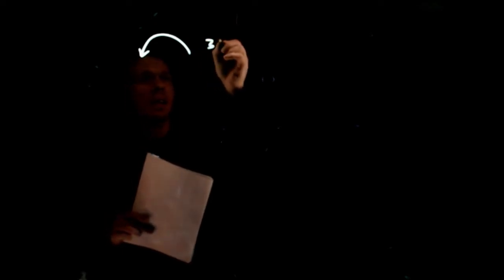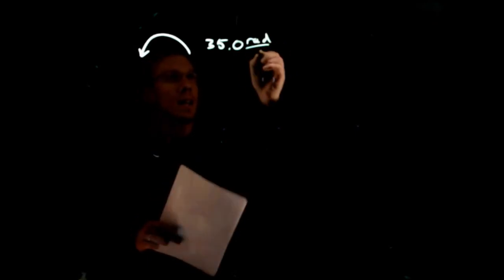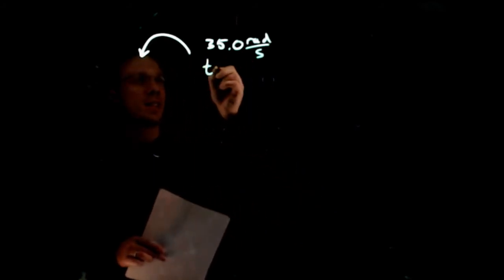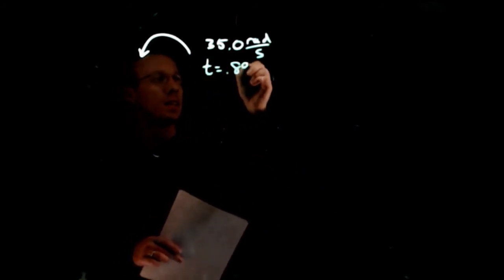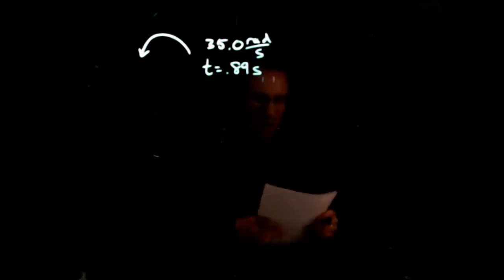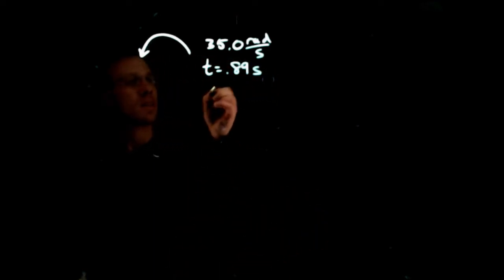And let's say that the floppy disk spins an object with an angular velocity of 35.0 radians per second. Okay. And let's say that this takes place in a time of 0.89 seconds. All right. Now it says, what is the angular acceleration? So we're looking for the angular acceleration.